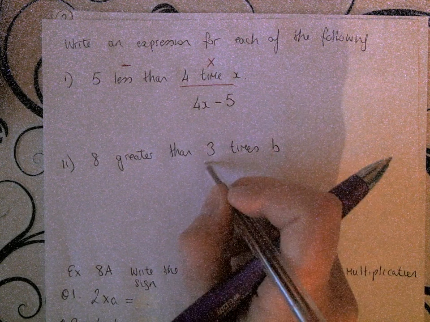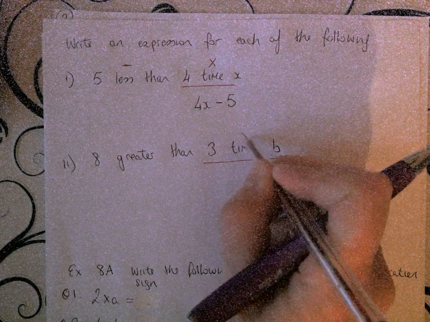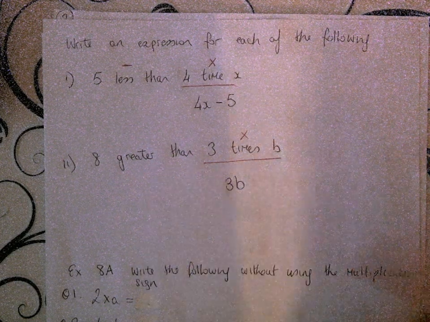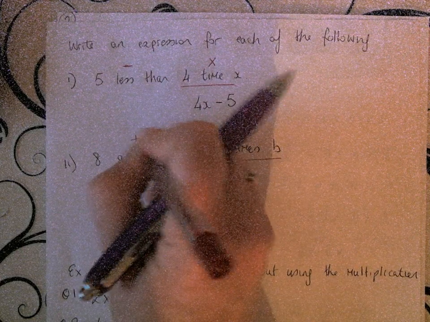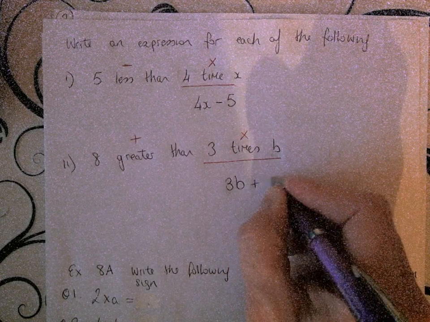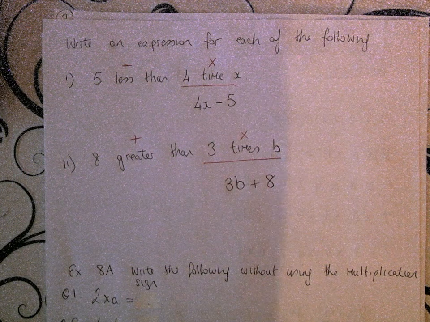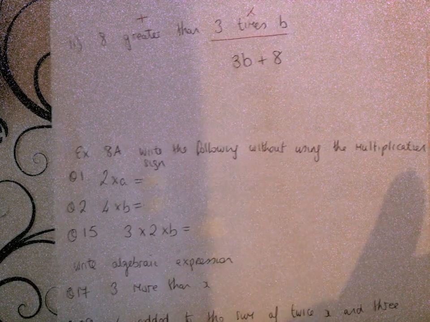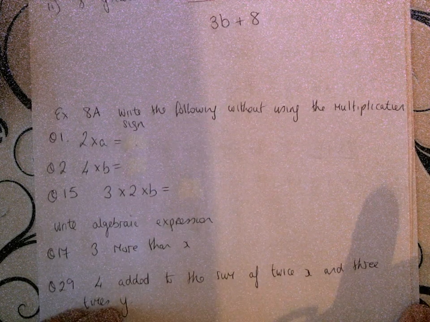So again, we start with the 3 times b, that means multiply. So 3b, 8 greater. So greater than means add. So 3b plus 8. So 8 greater than 3 times b. Okay. Now they don't have many examples, so I'm going to do a few examples from the exercise.